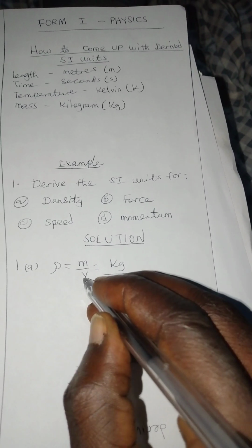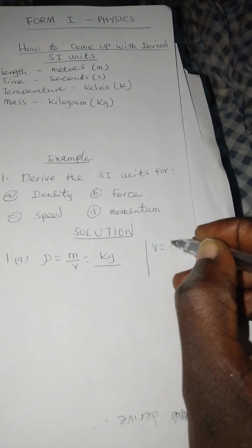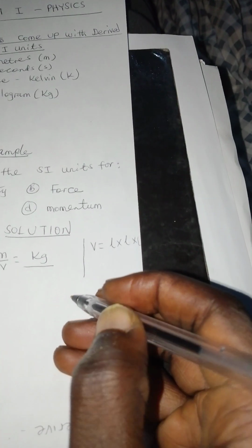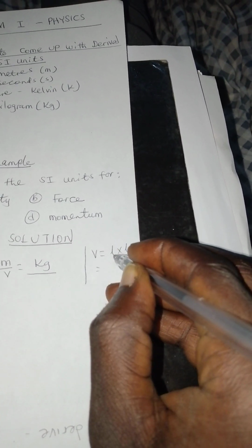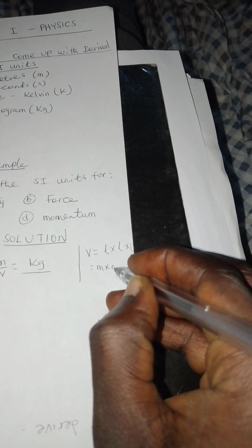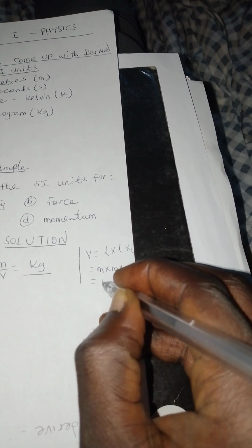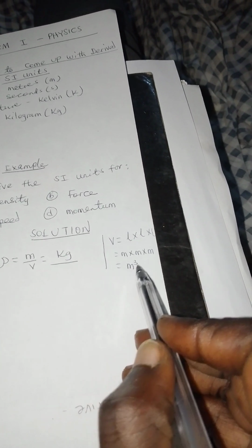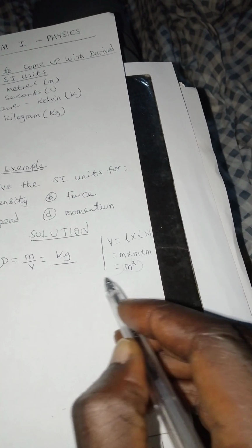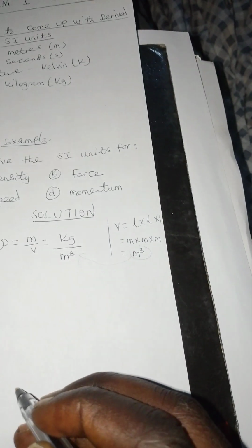Then we know that volume is given by this formula, L times L times L. So now we know that the SI unit for length is meter. Then there is another meter, so again we are multiplying meter and another meter. So meter multiplied by meter, it will give us cubic meter. Since this is volume, we'll get the cubic meter and bring it here. So it means it will be cubic meter.